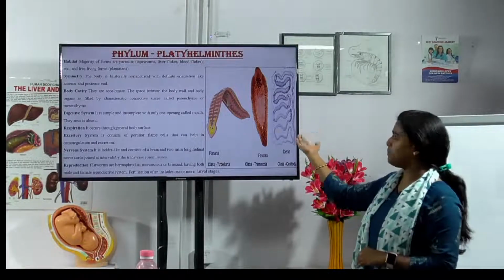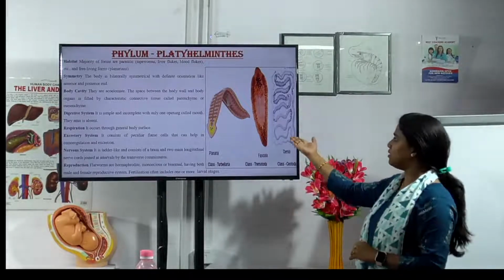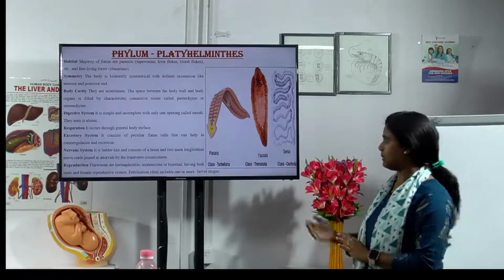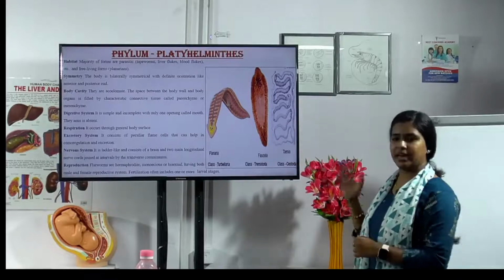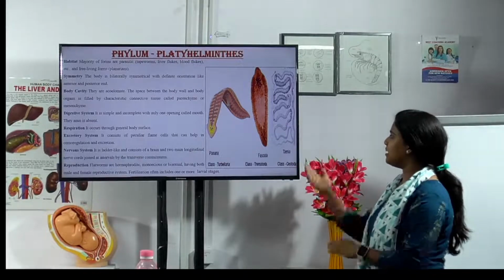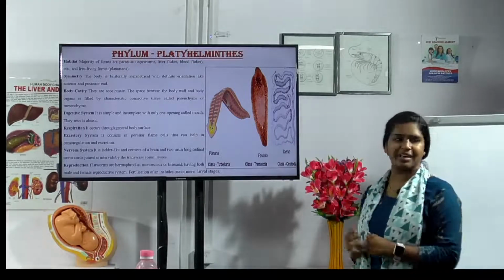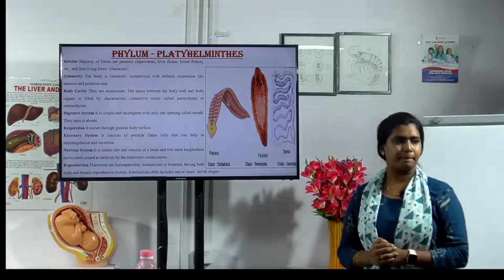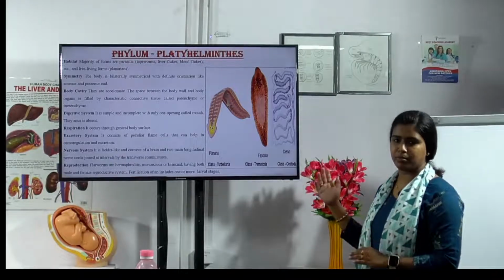The digestive system is incomplete, with only one opening for the mouth, so there is no separate excretion opening. So both are the same process, in the same organ. Yes, single opening, correct. Respiration is generally through the body surface only. Excretory system has peculiar flame cells which help in osmoregulation and excretion. What is osmoregulation? Regulating the environment inside the body, they are capable of regulating it.